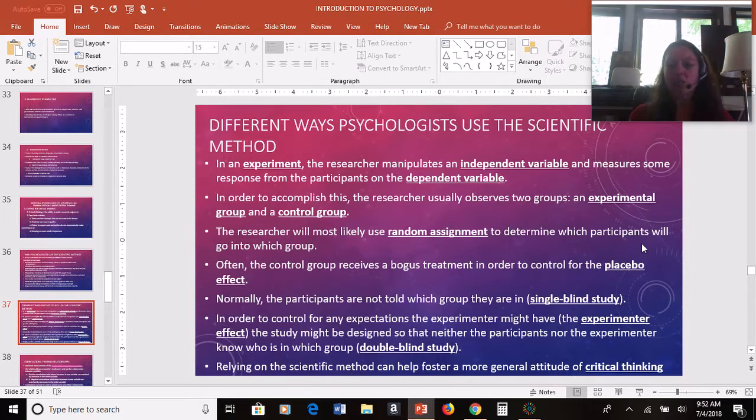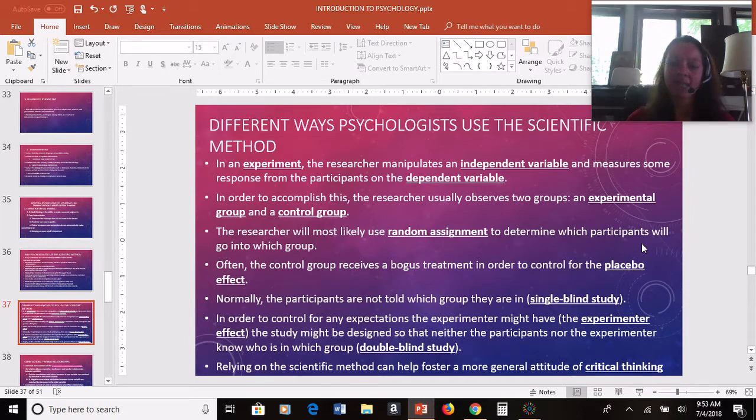Okay? So when it comes to an experiment, more than likely there are always going to be two groups that we're looking at. Sometimes we break it up and they'll have more than two groups, but classically an experiment is made up of your experimental group and your control group. And the way we go about assigning participants to each group, most of the time it's very random, so people don't really know which group they're going to go into.